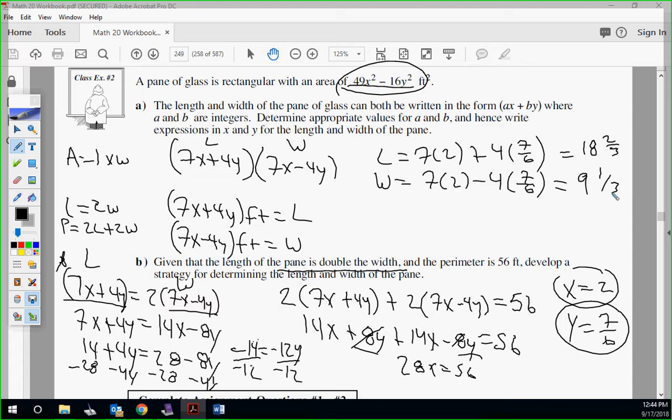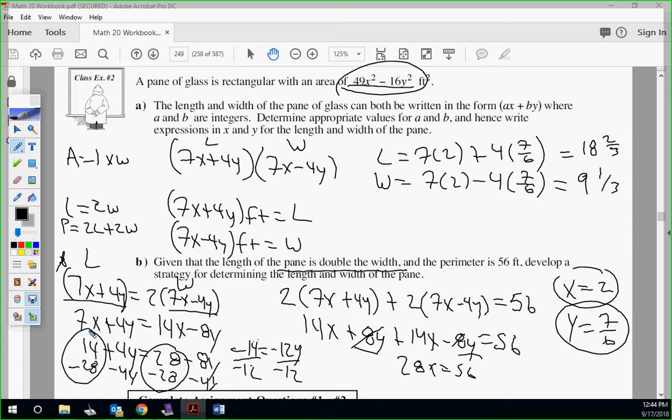Over here? Yeah. The negative 12y comes from 4y minus 8y, so negative 8 minus 4 is negative 12y. And then here, I subtracted 28 over here. That gave me negative 14. So that was me just solving the algebra.